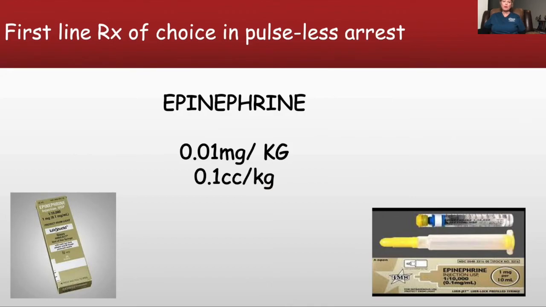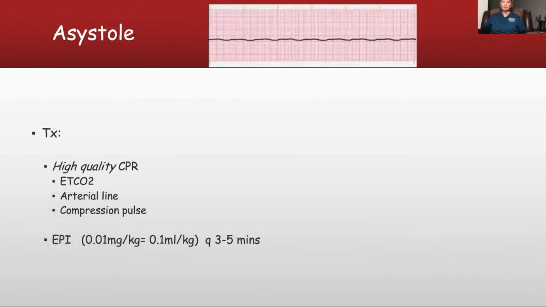So the first line drug of choice in all these rhythms that are pulseless is epinephrine. Asystole, you treat with high quality CPR as evidenced by capnography. Again, arterial line, a good compression pulse, high quality CPR, and epinephrine.